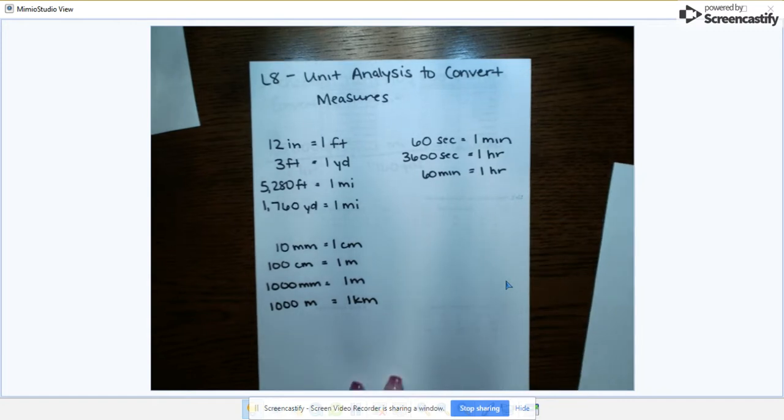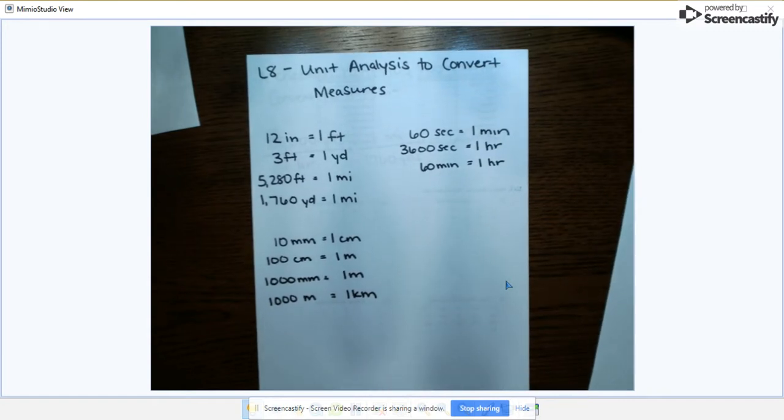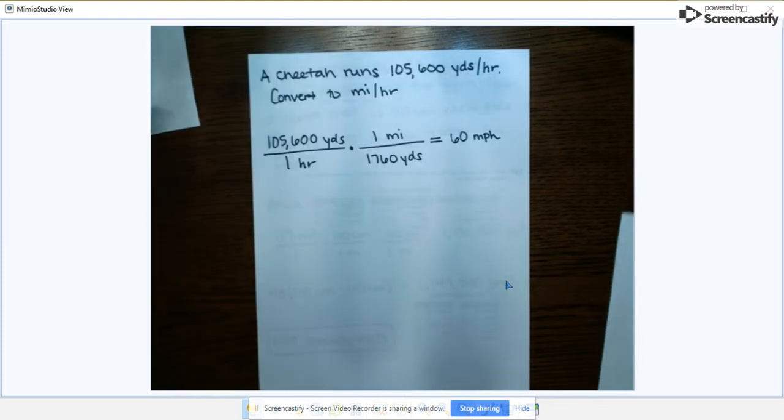Okay, we are going to convert some measurements. So here's just a general reminder of quite a few conversions you should know. You can go through those and write those down. Those will be handy later on. Then we'll jump into an example.